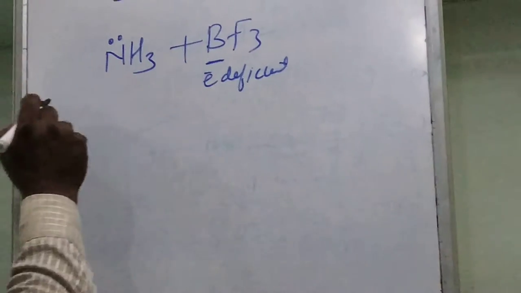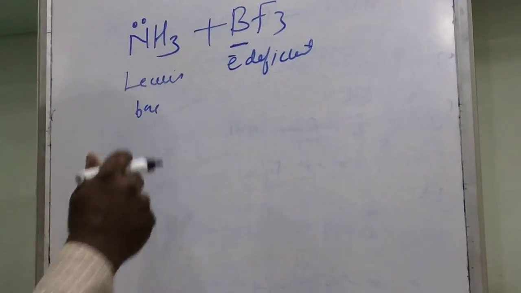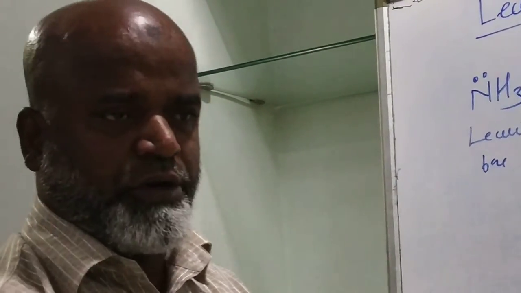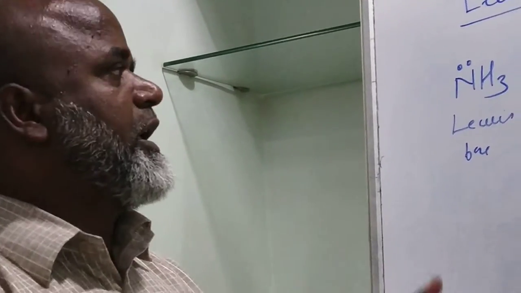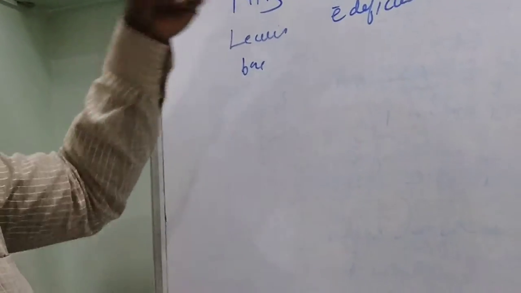There is electron deficiency. This is Lewis base. Ammonia is a Lewis base, and we know ammonia is a base, as proved by Bronsted. Ammonia is a base that can be proved with the help of our ideas. Now the same ammonia is also a base, as proved by Lewis also.